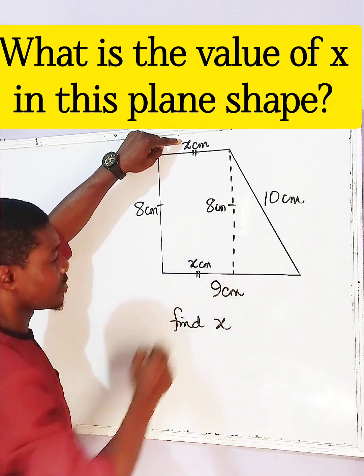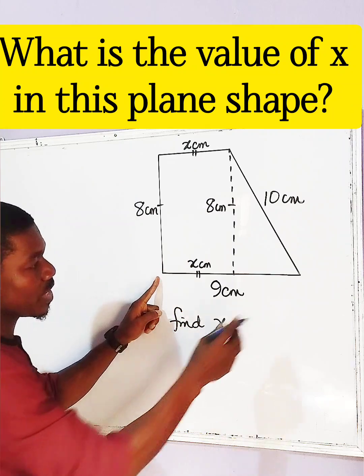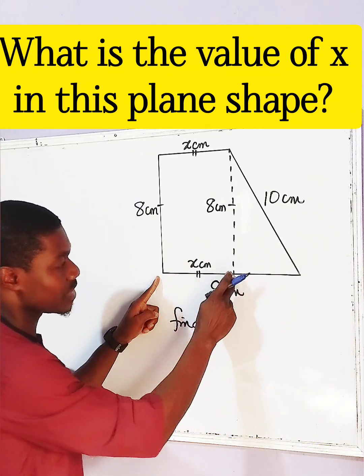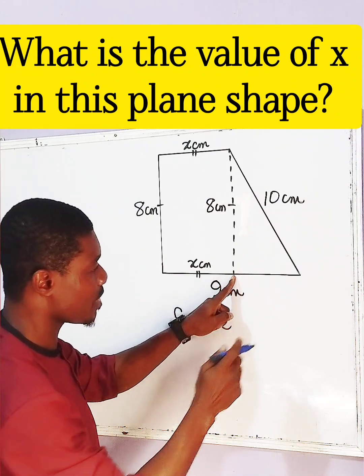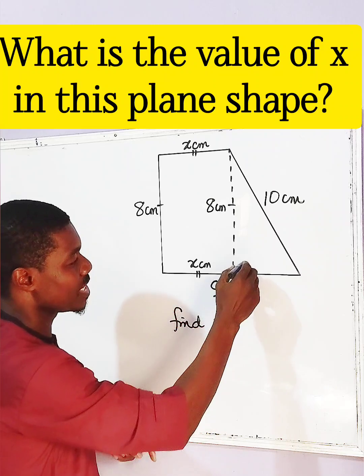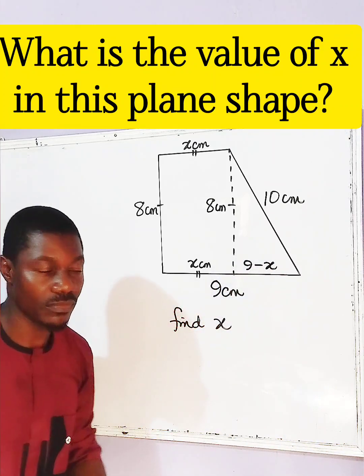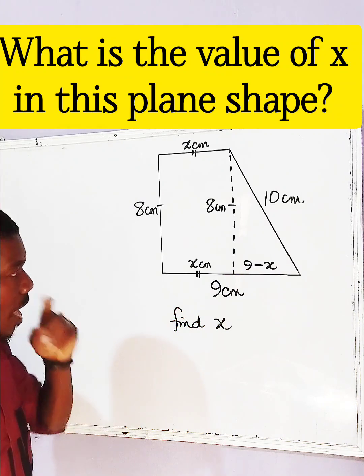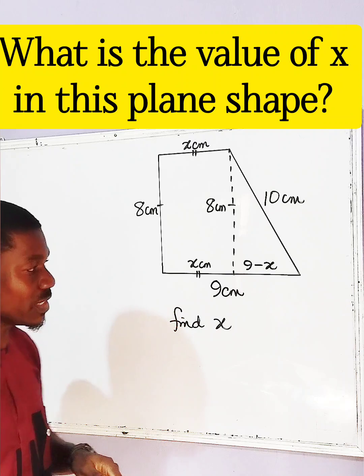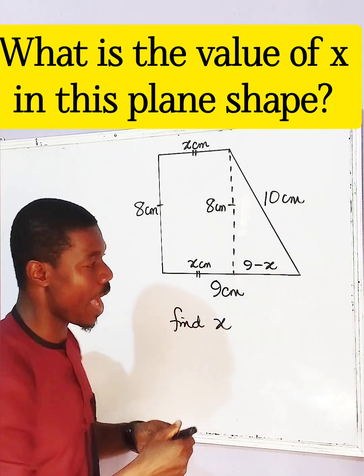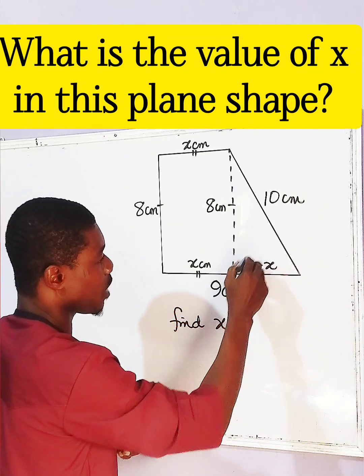X centimeter. And let's take note that from here to here is 9 centimeter, and if from here to here is x centimeter, then it implies that from here to here will definitely be 9 minus x. All right, so to make it easier, let's make 9 minus x just y. So let us just make it as y.